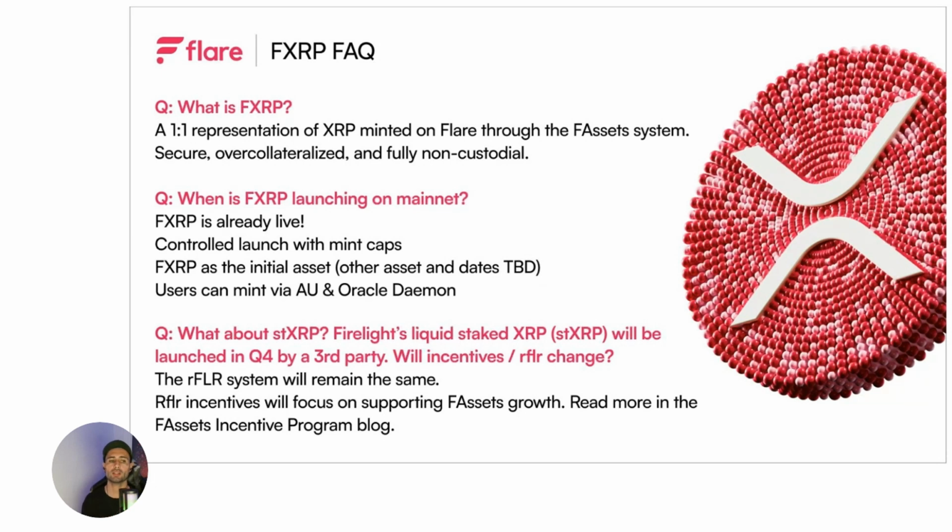And finally, what is stXRP, which is Firelight's Liquid Stake XRP, right? This is another protocol that will use liquid staking and is going to be launched in Q4 of 2025. This is by a third party. So of course, people ask about what happens with the incentives, because Flare has a very big incentive program with AIR-FLR. And if this is going to change, the system is the same. So make sure you visit the website from Flare Networks and read how the FAssets incentive program actually works.